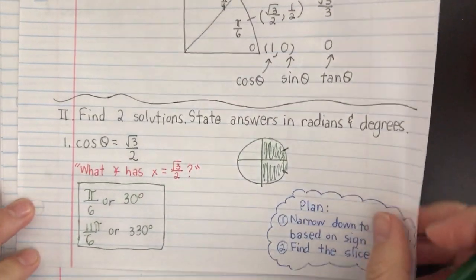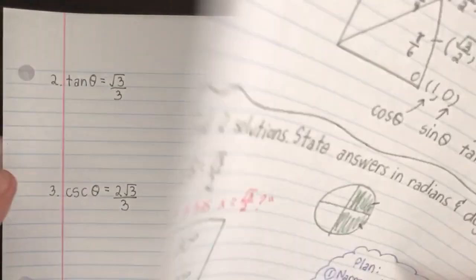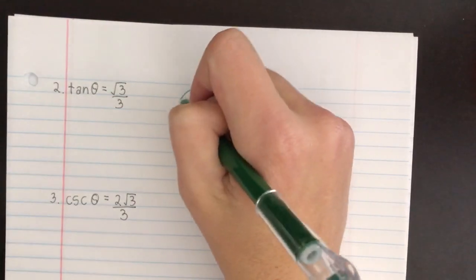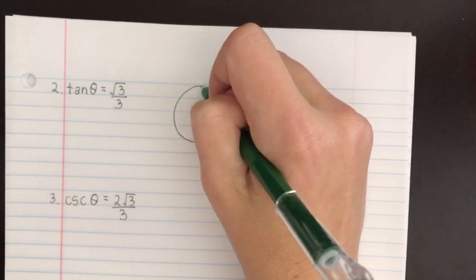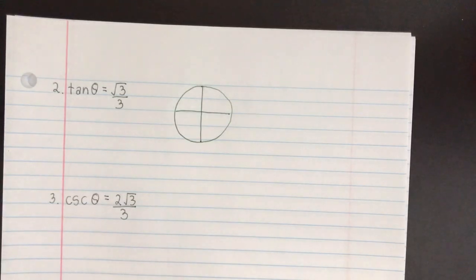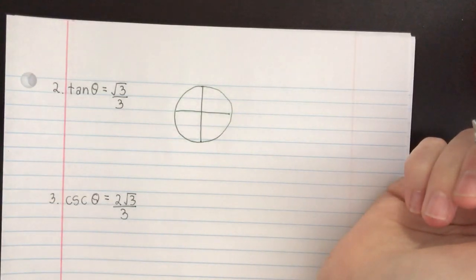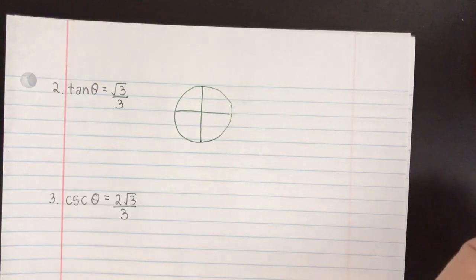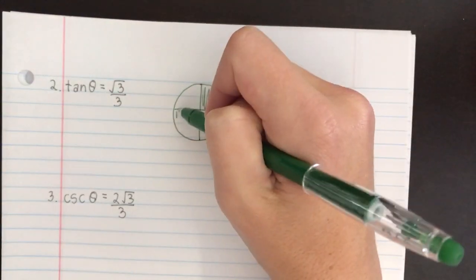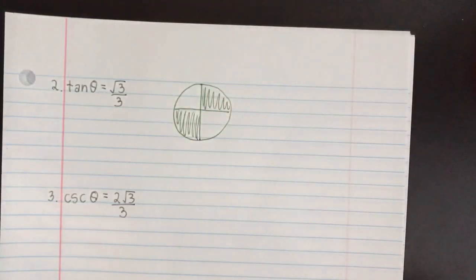All right, so let's look at another example here. Example number 2, tangent of theta equals square root of 3 over 3. First draw our unit circle and think about what quadrants we're talking. Tangent, remember, is y over x, so y over x has to be positive. That means the y and the x are either both positive or both negative.